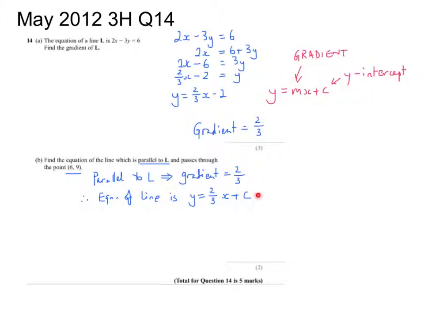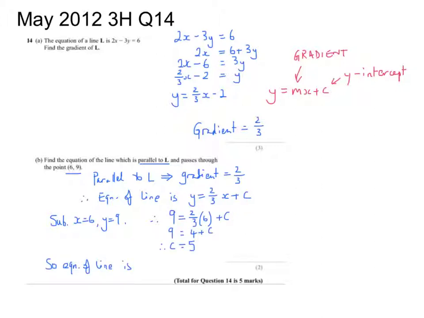Now at the moment I don't know what that constant is, so the next step is to find out what this c is. So what I'm going to do is substitute x equals 6, y equals 9, that's this point. Okay? At this point x equals 6 and y equals 9, and if we put that into this equation, because this point lies on this line, we should be able to find c. So I get 9 is 2/3 times 6 plus c. I work it out and I get c equals 5, and so now I can do my equation of the line. y equals mx plus c, 2 over 3x plus 5.